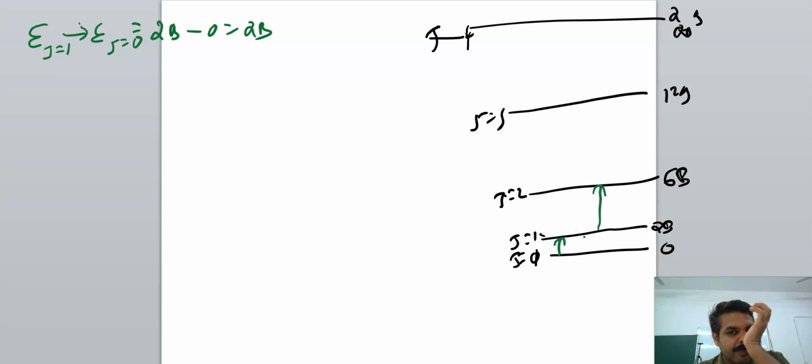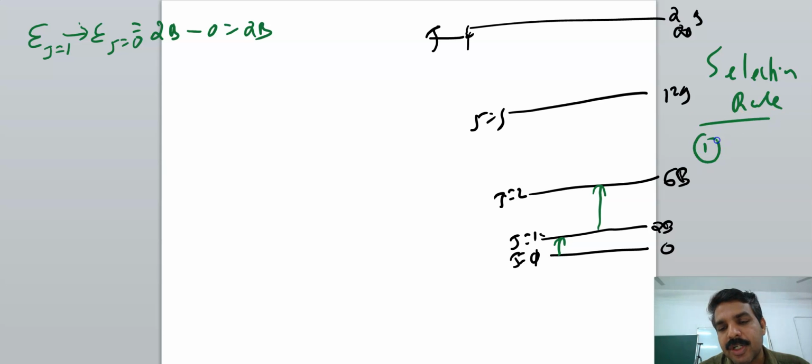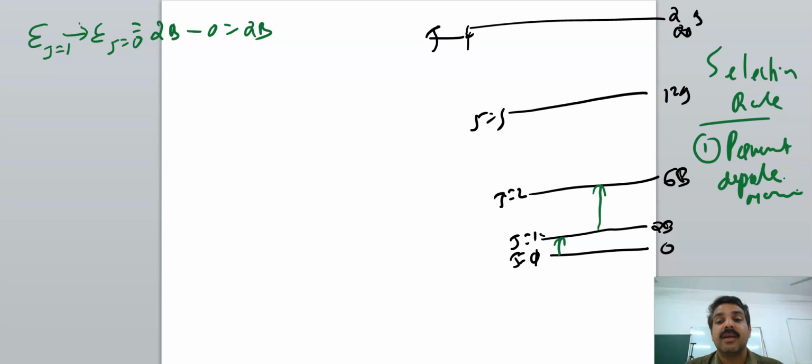Before that, you have to understand one thing: the selection rule for rotational transition. One selection rule is that the molecule should have a permanent dipole moment. For a rotational transition to be possible, the molecule should have a permanent dipole moment. Only heteronuclear diatomic molecules like HCl, CO, etc. can show a rotational spectrum. Homonuclear diatomic molecules like O2, N2, etc. cannot show a rotational spectrum because they have no permanent dipole moment.